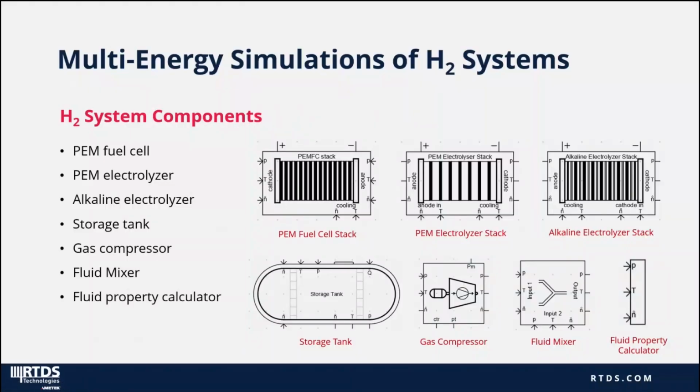In this slide, you can see the models we currently have in our multi-energy flow library for hydrogen system simulations. We have 3 energy conversion devices which are modeled as power system components. They are the proton exchange membrane or PEM fuel cell stack, the PEM electrolyzer stack, and the alkaline electrolyzer stack, which is the most mature electrolyzer technology. Then we have secondary components such as the storage tank, the gas compressor, fluid mixture, and the fluid property calculator.